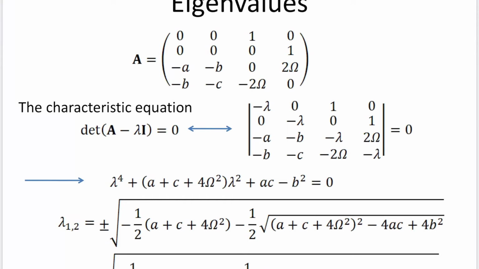Now it's time to solve the differential equations. Matrix A is given by this 4x4 matrix. So we'd like to calculate eigenvalues. A minus lambda I, which we call the characteristic equation, is given by this equation.